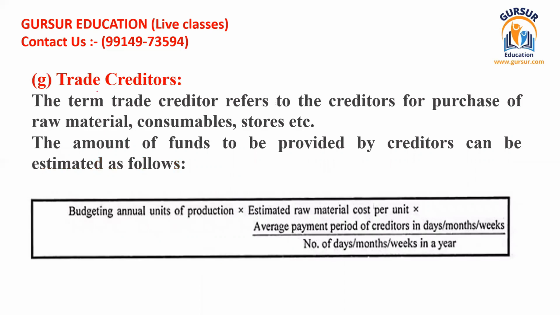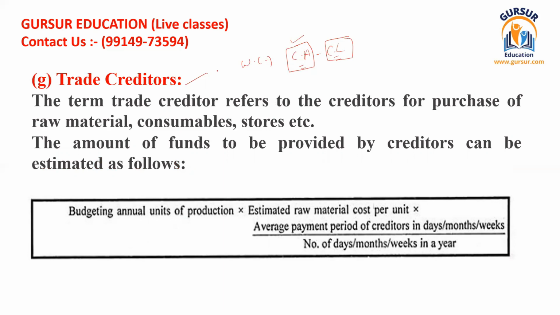The next one is trade creditors. This forms part of our current liabilities. What do we mean by these? These are those persons from whom we purchase raw materials, consumables or stores on credit, and their value should also be calculated, because working capital is the subtraction of current liabilities from current assets. So as we have calculated the individual value of all the current assets, in the same way you have to calculate the individual values of all the current liabilities as well.